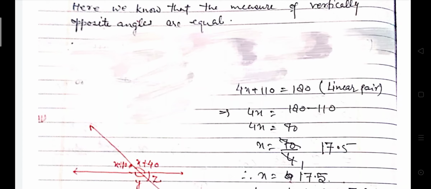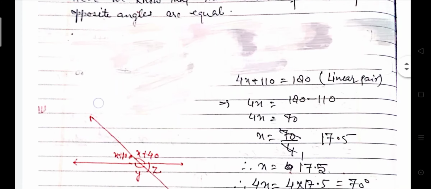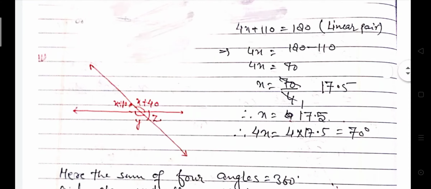So this becomes a linear equation in one variable, and we know how to solve a linear equation in one variable by the transposition method. Applying the transposition method, we get 4x is equal to 180 minus 110, and 180 minus 110 is equal to 70 degrees. So 4x is equal to 70, or x is equal to 70 upon 4, which gives 17.5 on division.